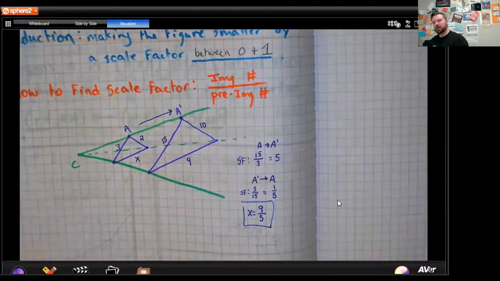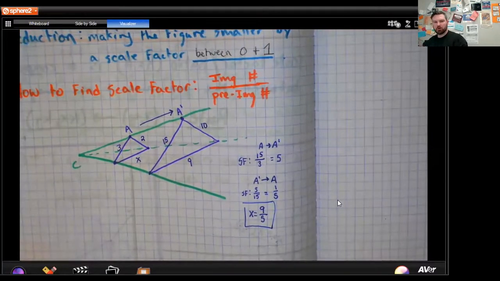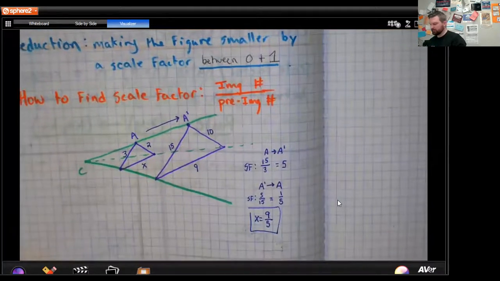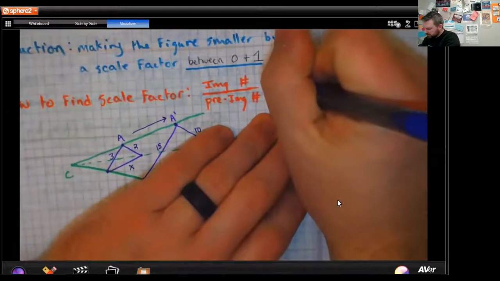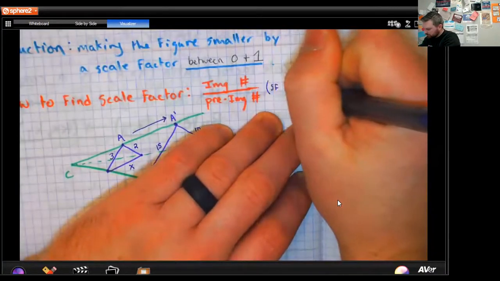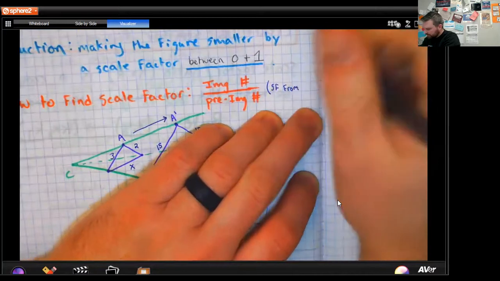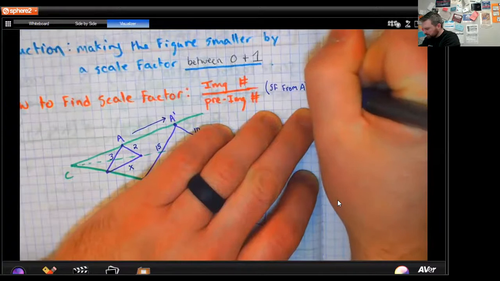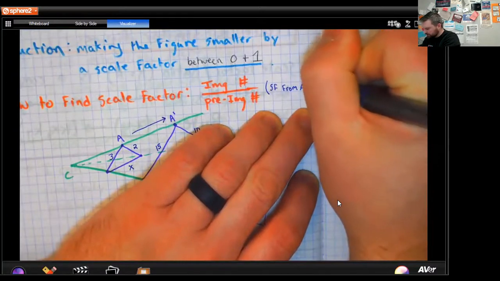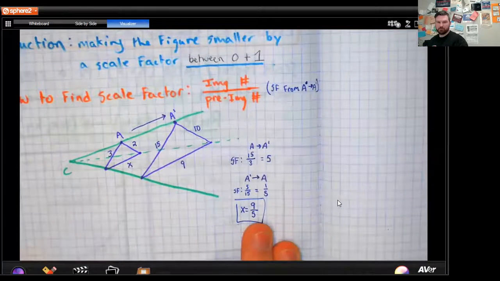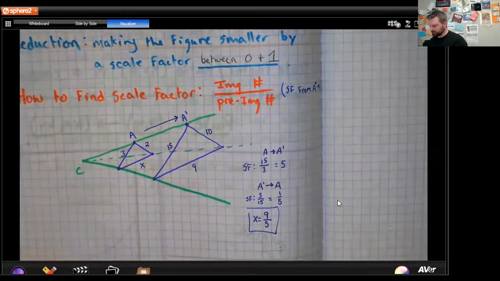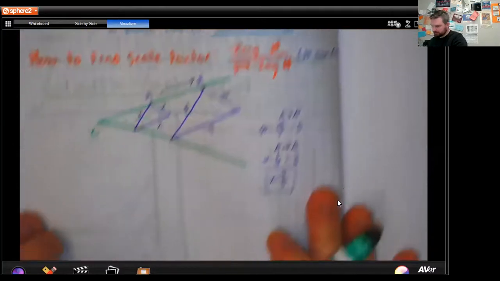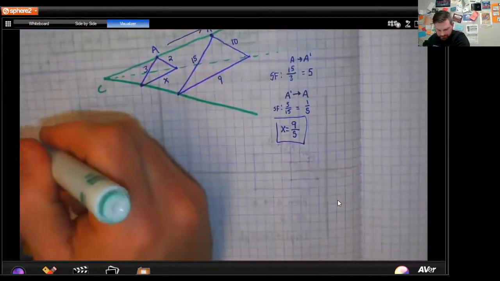Okay, so you have to look at what order you're going in. This scale factor will always be the scale factor from A to A prime, from the pre-image to the image. And there's one other thing we can look at, and that is a negative dilation.